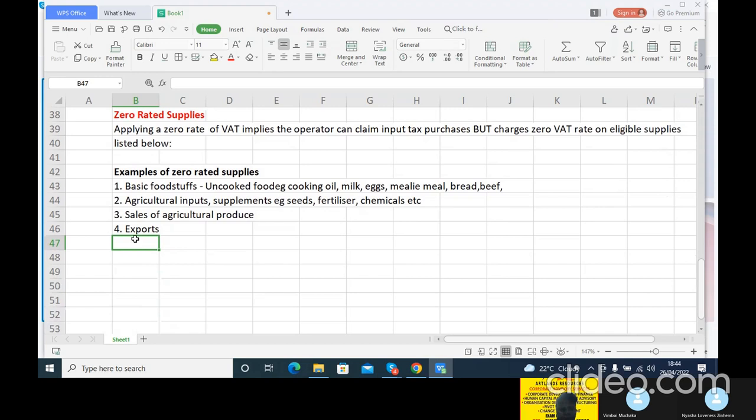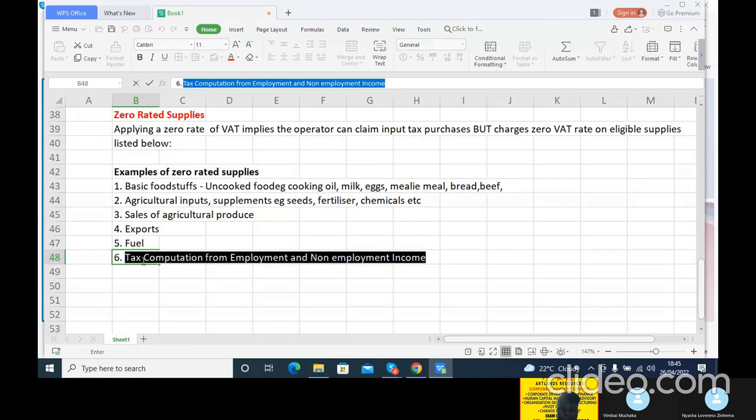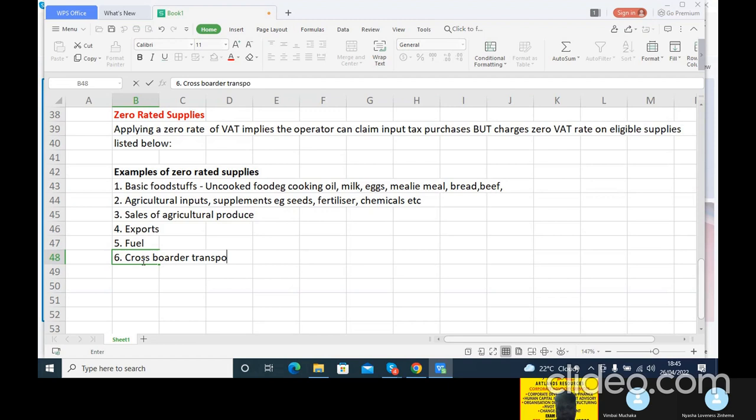Zero rated supply. Another, six, international passenger transport, or we can say cross-border transport. All these are zero-rated supplies. So I'm just giving you examples.